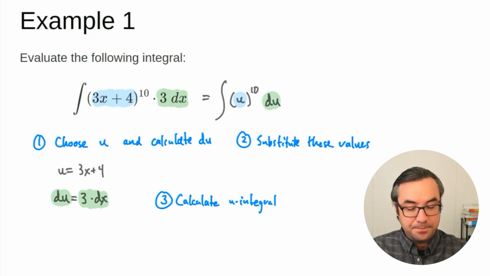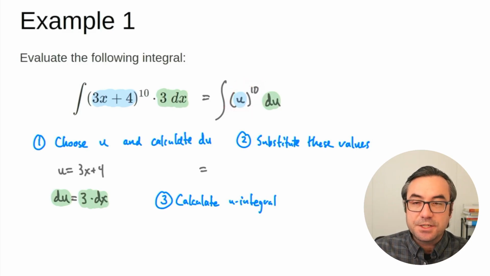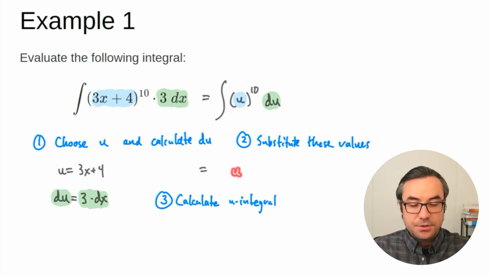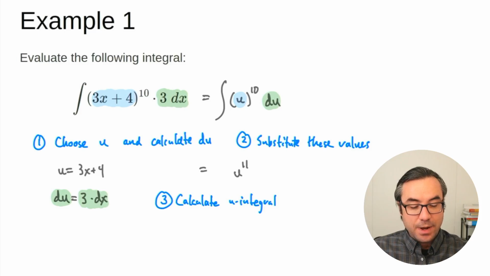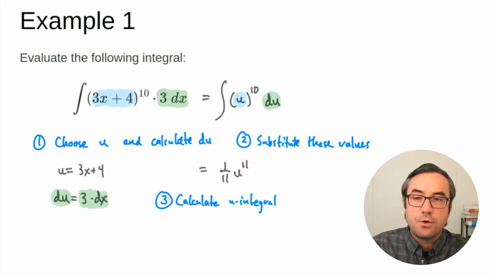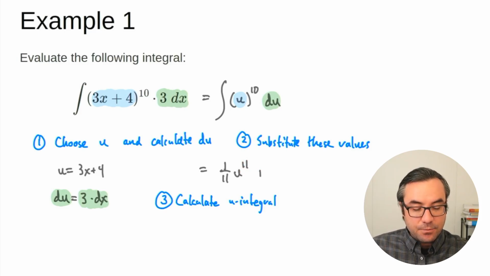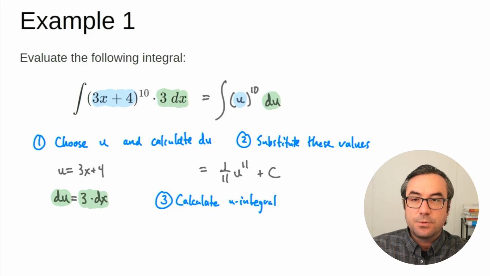So what do we get? Well, we have this power function u raised to the power 10, so let's break out our power rule. We keep the variable the same. We add 1 to the exponent. We take that new exponent that we got, flip it, put it in front, so we have 1 over 11 times u raised to the power 11. And then we're doing an indefinite integral, so we throw on a plus c at the end. So there's our step 3.